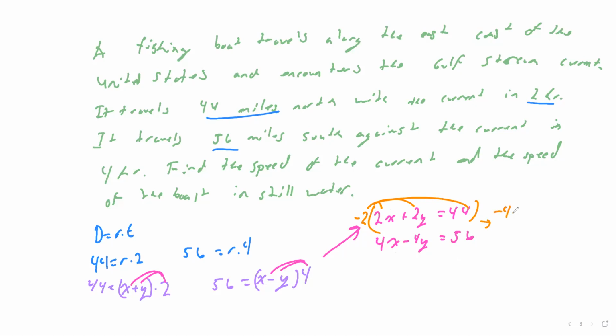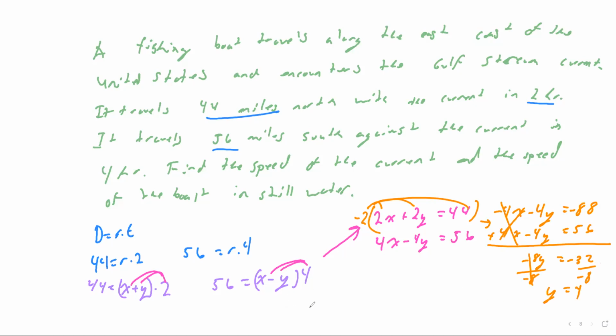So this would be -4x minus 4y equals -88. And then I'm bringing over the 4x minus 4y equals 56. And then add these up. This will cancel. This will give me -8y. 88 minus 56 would be -32. Divide that by -8 and we get 4.